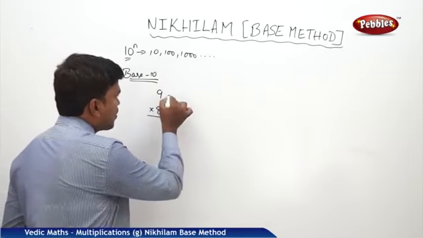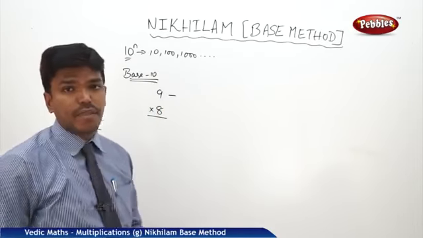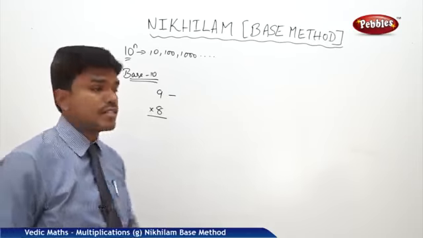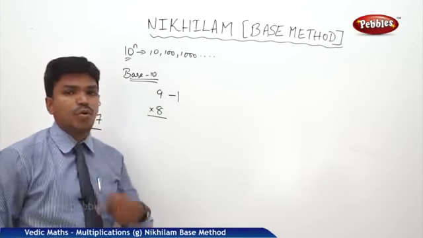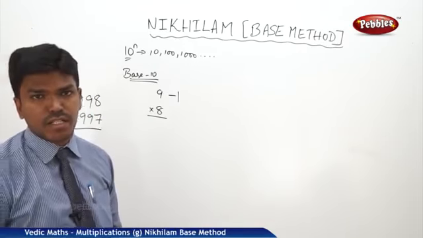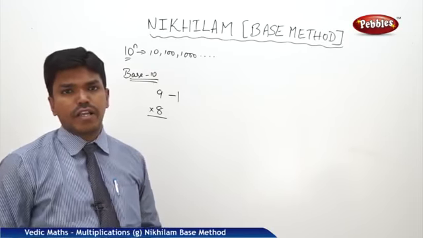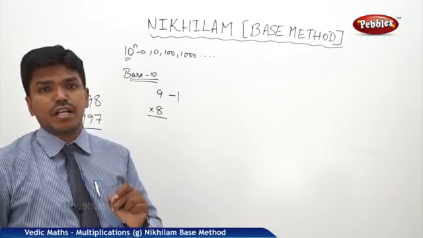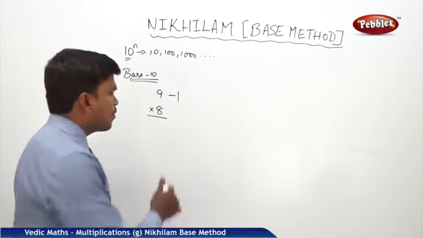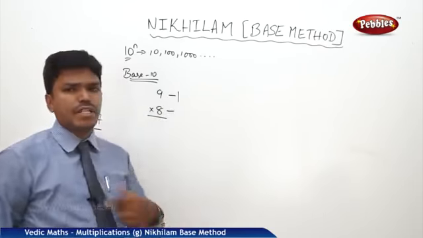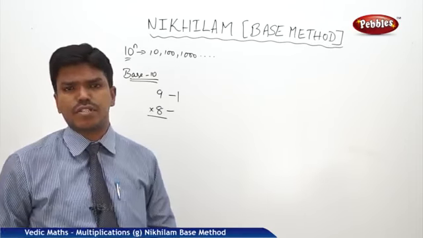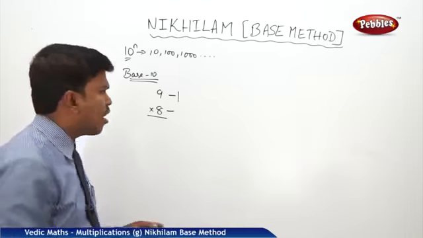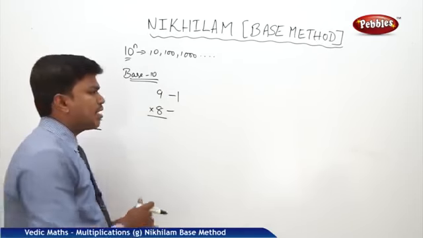If it is less, put a minus symbol like this. And how much less is it? 1. Similarly 8, is it more or less when you compare with the base 10? If you compare with the base 10, it is less, so I am putting a minus symbol. If it is less, I'll put minus. If it is more, I'll put plus. That is the difference. Now how much less than 10?